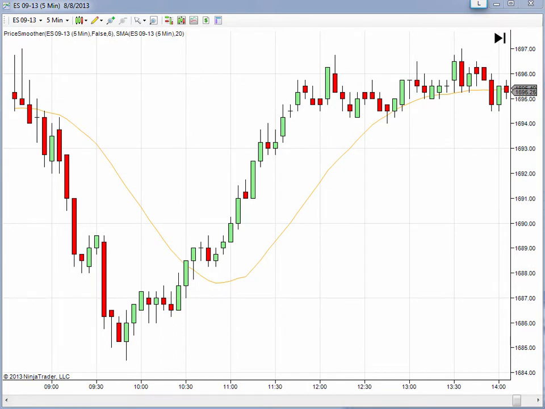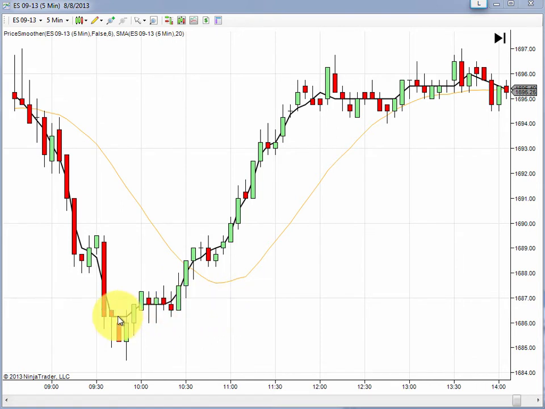And what we see is that as the PriceSmoother and the price bars make almost a little double dip there at the bottom, as they make a bottom and come back up, while the price has already turned and started going up, the simple moving average is still coming down. We see a dip in price, and we also see a dip in the simple moving average, but it is delayed.